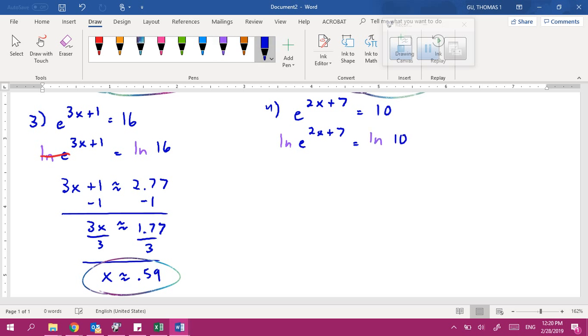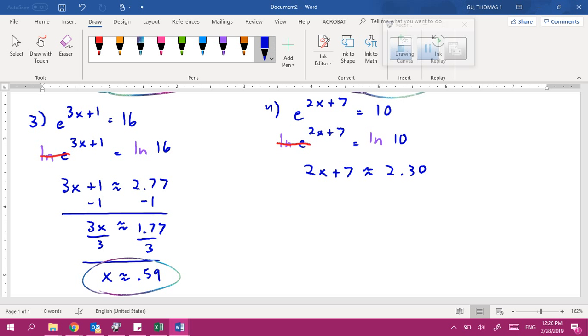Very good. So now on the left side, what's going to be left? Right, because the ln of e cancels out, so we have 2x plus 7 is approximately 2.30. Right, 2.30.